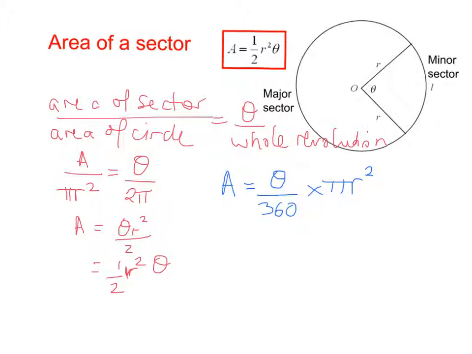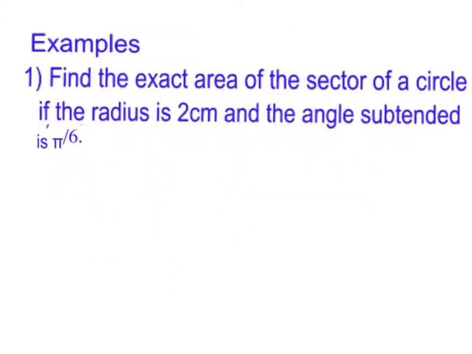So you could use either of these formulas depending on if your angle theta is in radians. If your angle theta is in radians, then you'll use A equals half r squared theta. And if you've got theta in degrees, then you could use A equals theta on 360 times pi r squared. Okay.